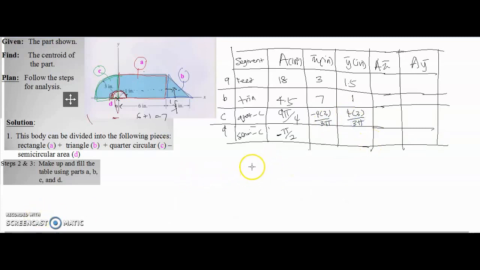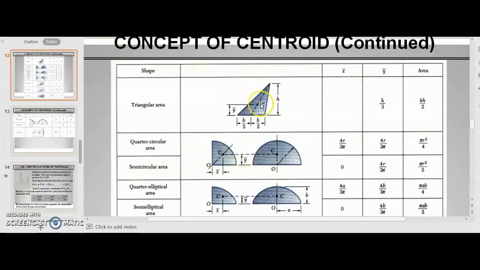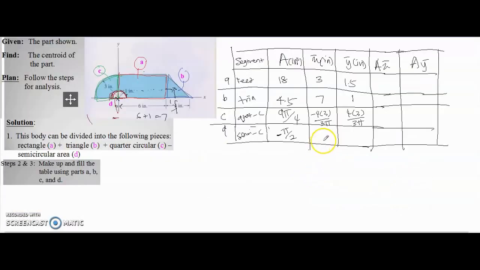And then the last one is to find the location of the centroid for the semicircular. So let's refer back to the previous slide. For the semicircular, x bar is 0, and y bar is 4r over 3 pi, the same as the quarter circular. So the x bar for the semicircular is simply 0. And then for y bar, the formula is 4r over 3 pi, and the r here is 1. So over here is 4 over 3 pi.